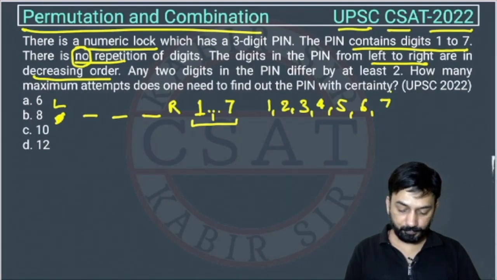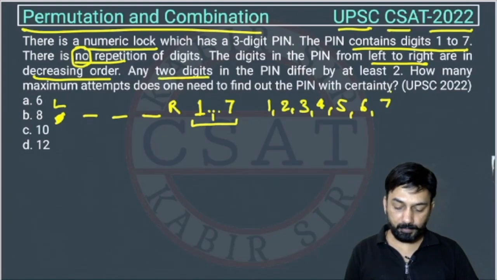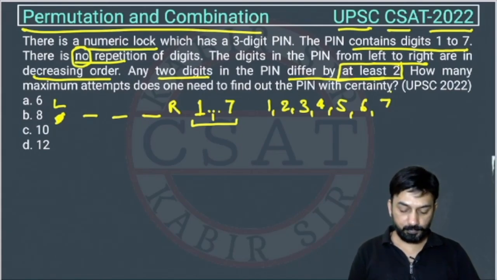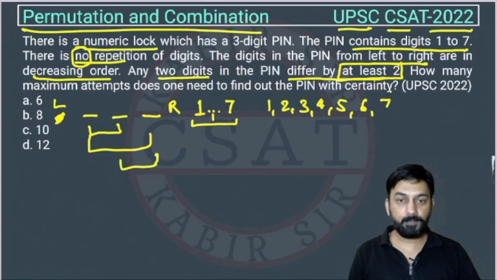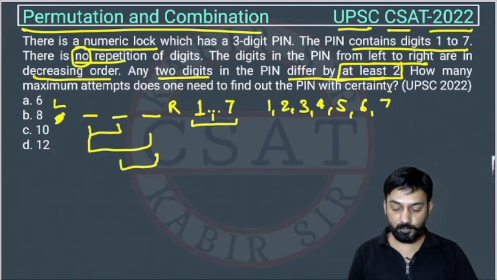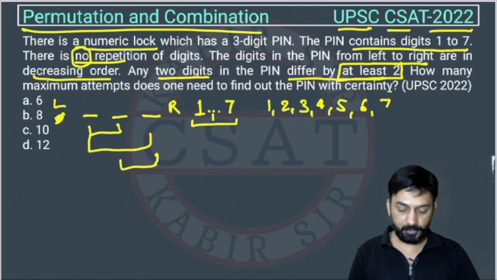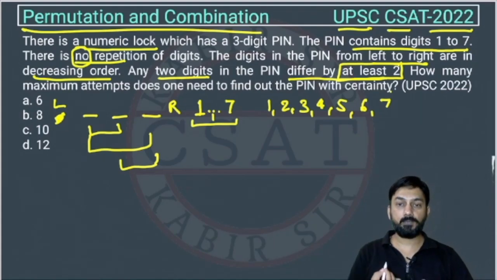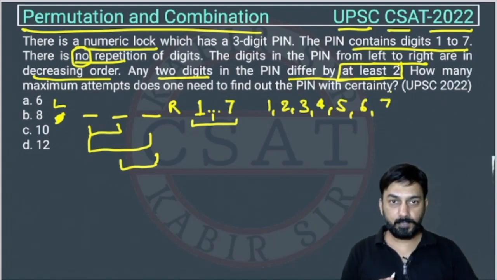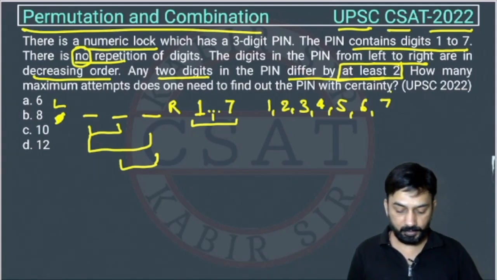So just remember the condition. Now, any two digits in the pin differ by at least 2. One more condition: any two digits differ by 2, at least 2. The difference can be more than 2. So how many maximum attempts does one need to find the pin with certainty? If somebody wants to open this lock, how many attempts, or you can say how many passwords can be generated.